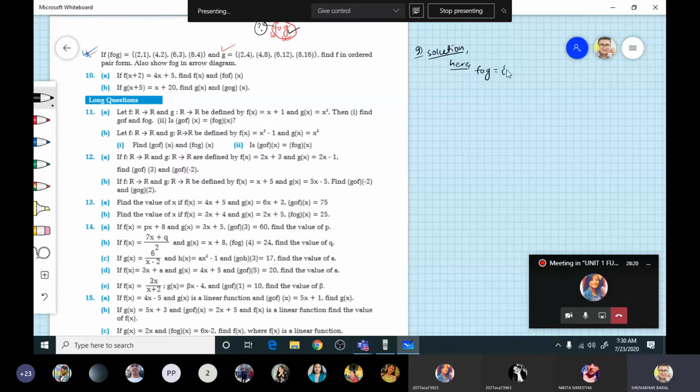F composite g is equal to (2, 1), (4, 2), (6, 3) and (8, 4). Write it in your copy also. Write it roughly, just enough to understand. And g is also given here: g is (2, 4), (4, 8), (6, 12) and (8, 16). These are the two functions. One is the composite function f composite g, and the other is function g, and you need to find f here.